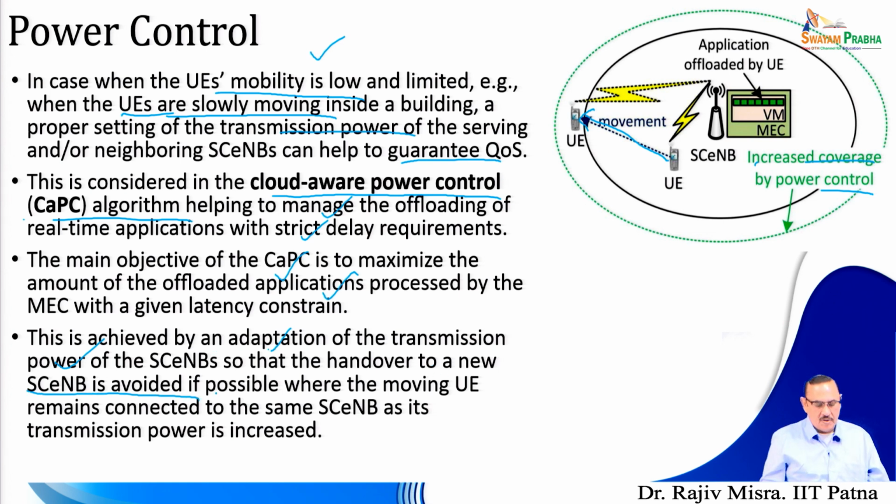SCENB can be avoided if possible, while moving the user equipment remains connected to the same SCNB as the transmission power is increased. So, power control will help in avoiding the handover here in case of low mobility.